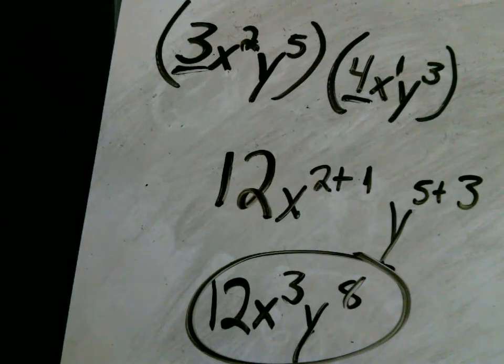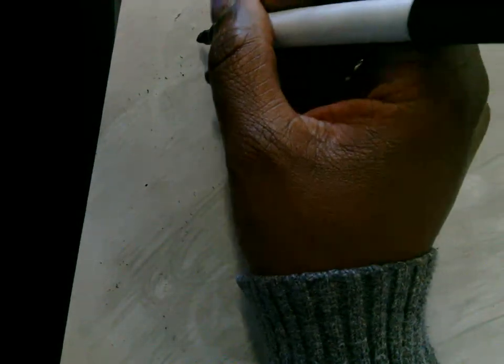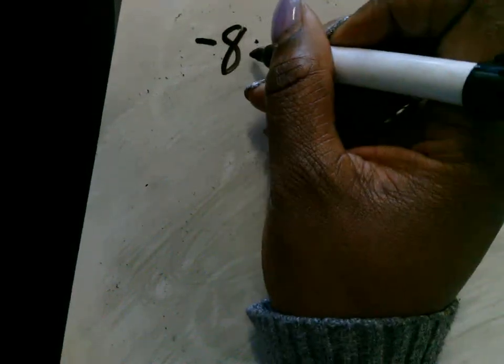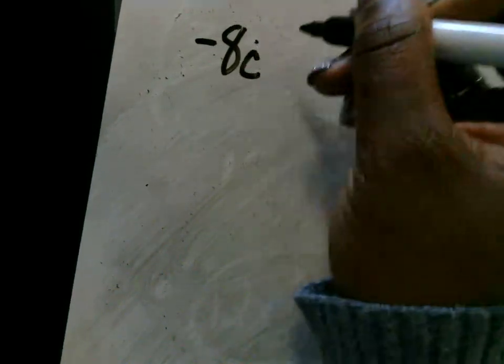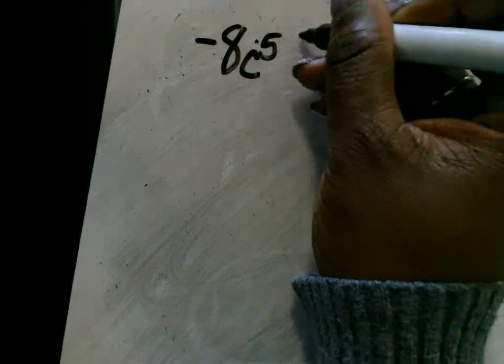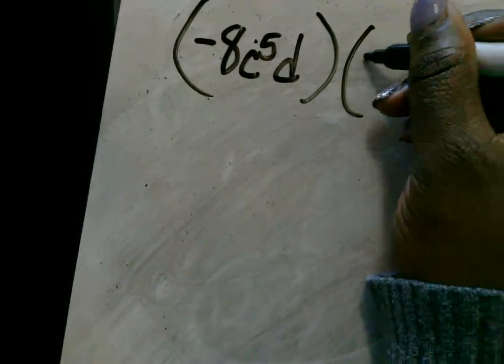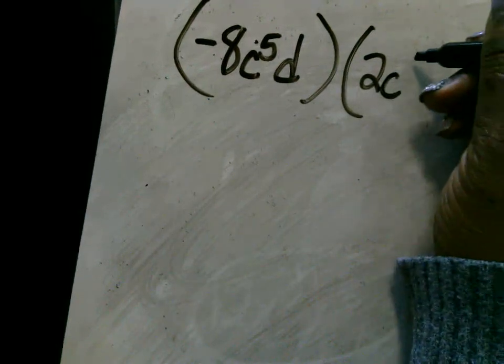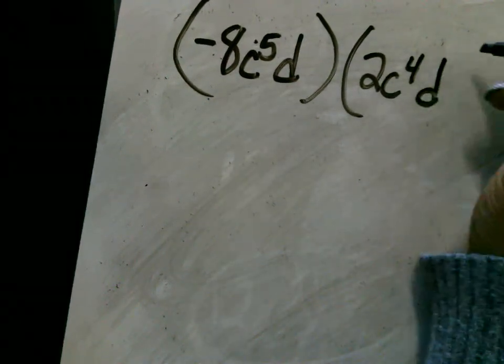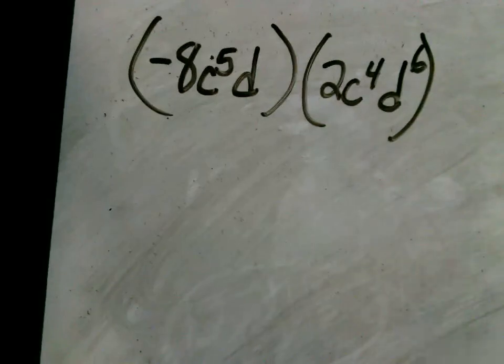Okay, let's try another one. Let's do -8 c to the fifth d times 2c to the fourth d to the sixth. Okay, you can do it. Got this, baby. Yes, you are.